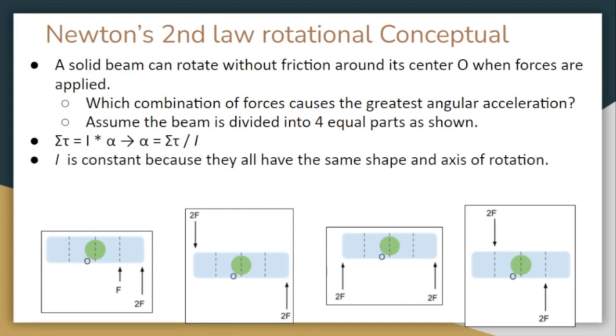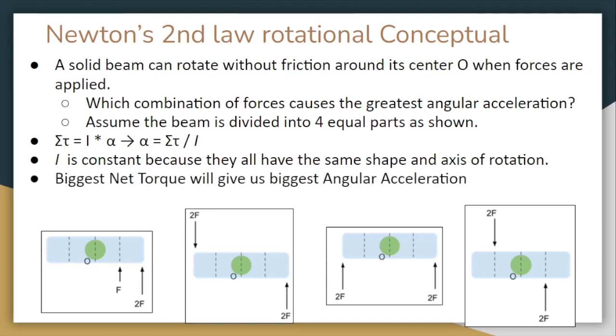We can say that I is constant because all of these objects have the exact same shape and they're all rotating around the same axes. The biggest net torque then is going to give us the biggest angular acceleration in this case. So if we look at all these cases, we need to look for two forces that are basically working together. Over here, we see these two forces are working together, but this is 2F and this is F, and it's not super far away. And we know that the biggest net torque is going to occur on the edge, so as far away from that pivot point as possible and the biggest force as possible. So this one's not going to be our answer.